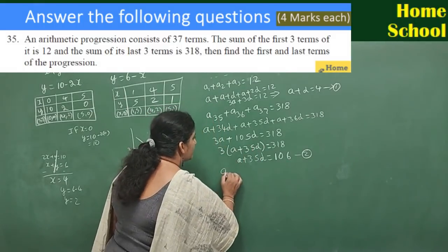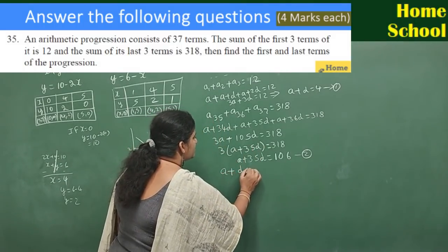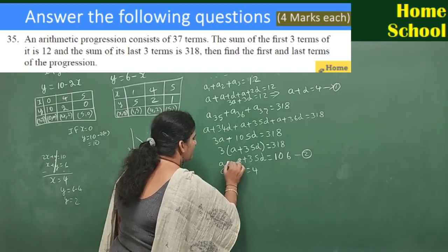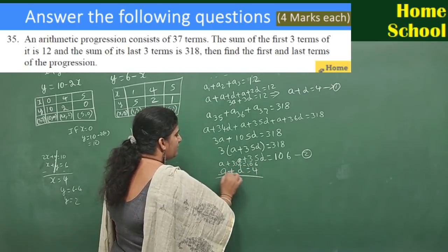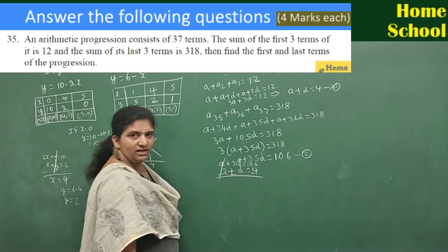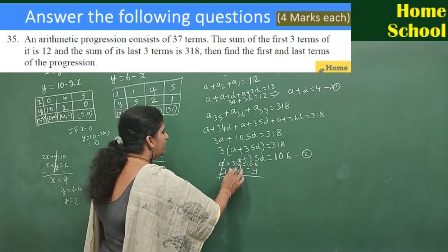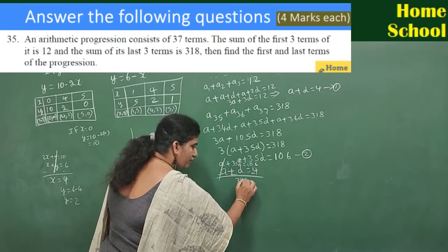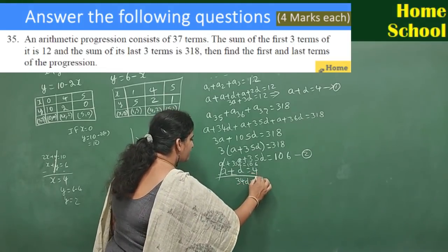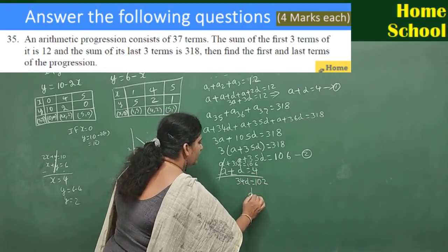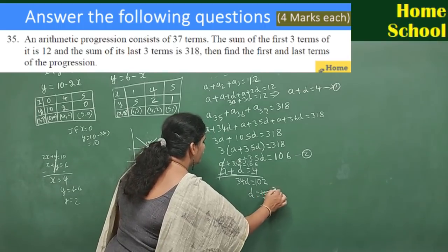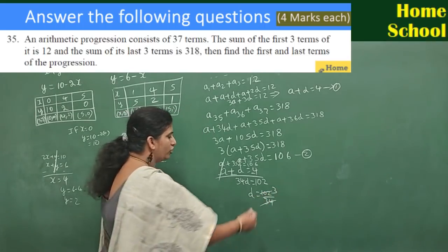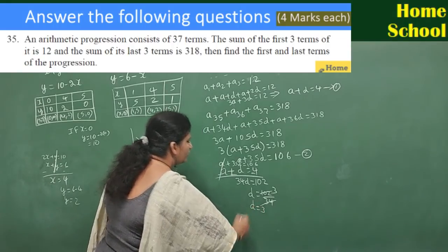Now solve these two equations. A plus D is equal to 4 and A plus 35D is equal to 106. Subtract. A and minus A will be cancelled. 35D minus D will be 34D. 106 minus 4 will be 102. D is equal to 102 by 34. 34 3s are 102. Therefore, D is equal to 3.